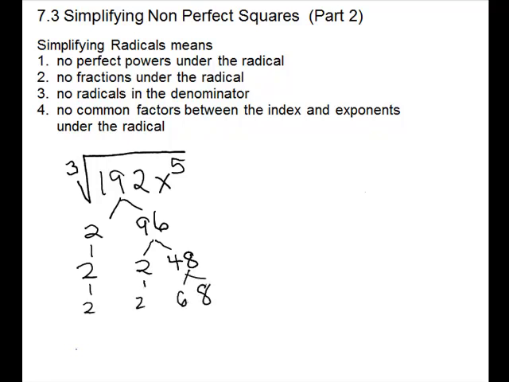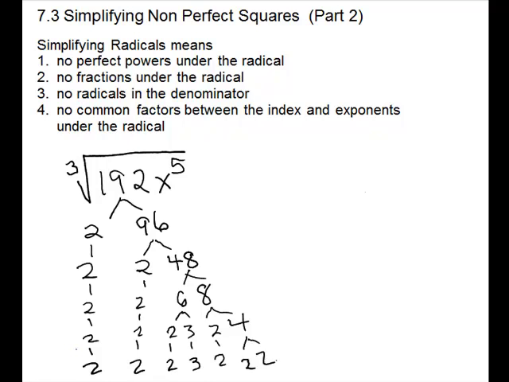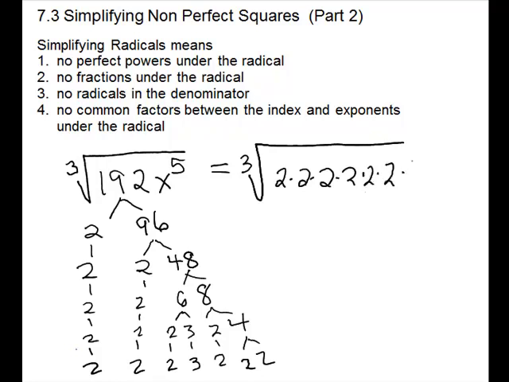48, we can do 6 times 8. I'm just carrying these down. 6 is 2 times 3. And 8 is 2 times 4. The 4 will keep breaking. So these I'll bring down one more time just to keep them all together. And 4 will be 2 times 2. Right, so now we'll put it back together. We have a cube root. We have 1, 2, 3, 4, 5, 6 2's. And a 3. And we have 5 x's.